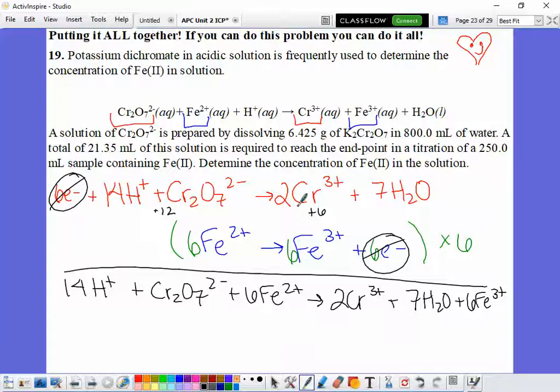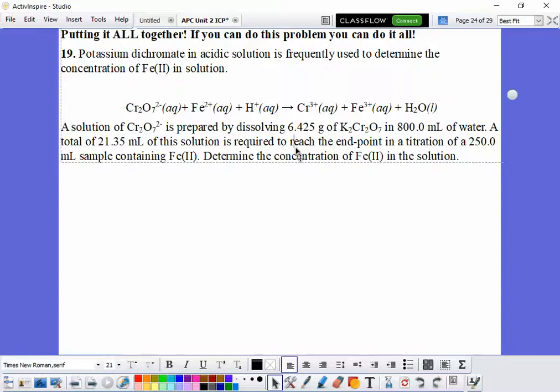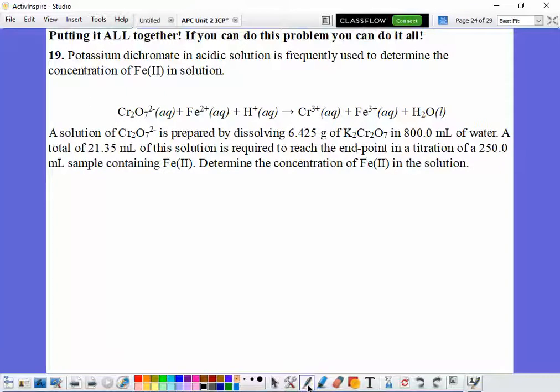So that was the balancing. Now, the math. Don't worry, since I've run out of room, I duplicated this page already, and I have another page. You should still have plenty of space on your packet. I'm just going to add in those coefficients that we figured out. This one was 1, this one was 6, this was 14, 2, 6, and 7. Okay.